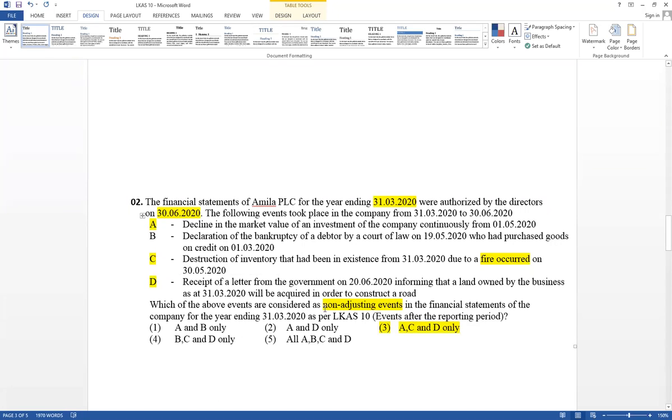Think about non-adjusting events. You have to consider the date signed by the director. In between the end of the economic period and the date signed by the director, that is the time period you have to consider. Then think about adjusting events as well as non-adjusting events.